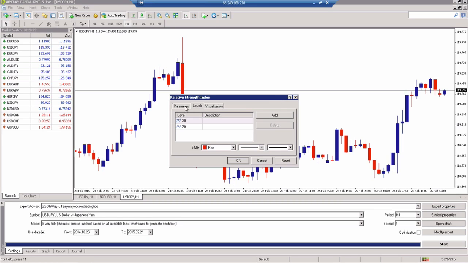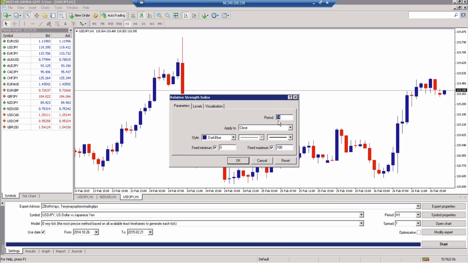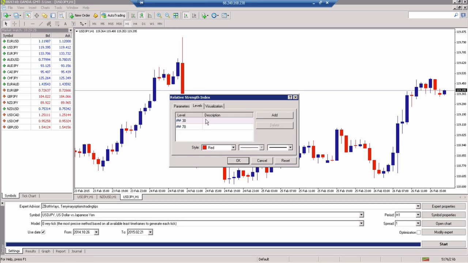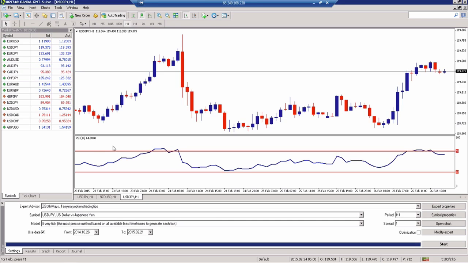So this is the main parameters. The 14 period is the usual period selected. Also, what you want to do is make sure that you've got these two important levels clearly visible on the chart. So press OK, and the relative strength appears beneath the main trading chart.